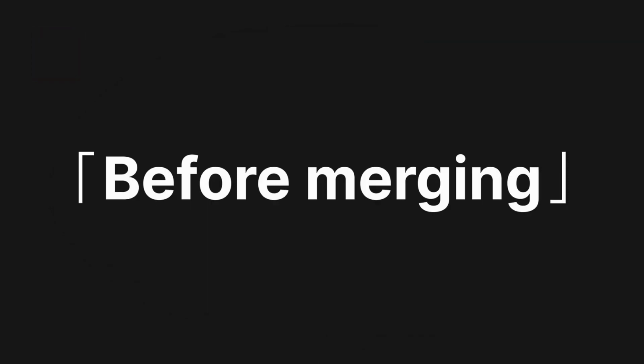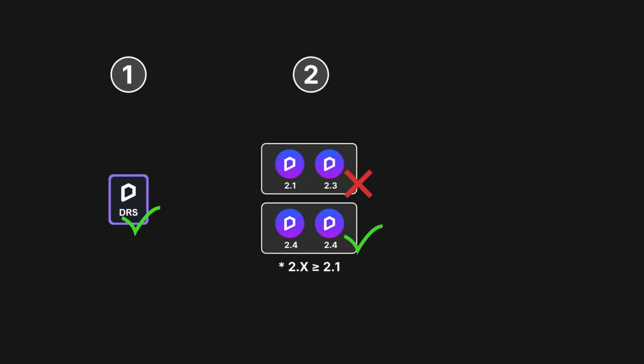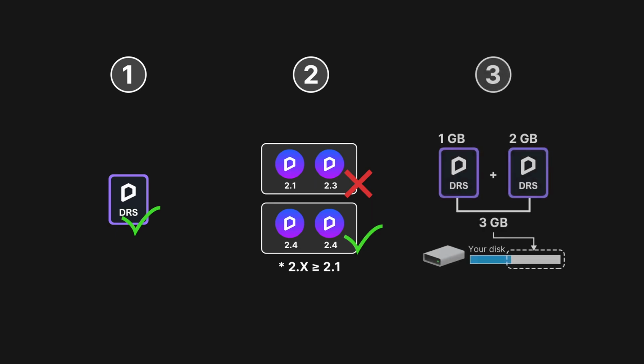First things first, check if your project files meet the following requirements. 1. The project files must be saved intact. 2. The selected project files must be made with the same D5 version. 3. There has to be enough space available on the drive where the merged file will be saved.